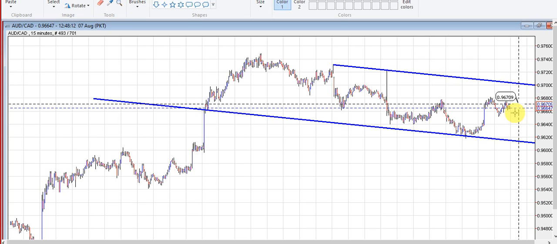Which is maybe come down here, then head back here, retrace some, and then break out and continue on the higher side. Yeah. That's a good thing.